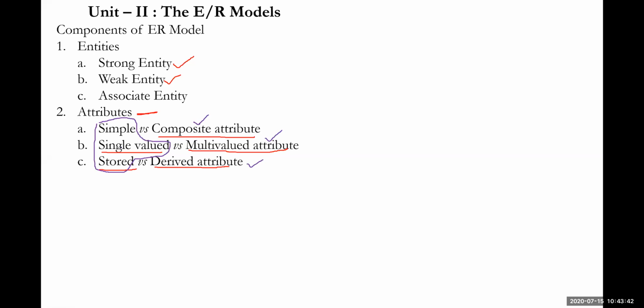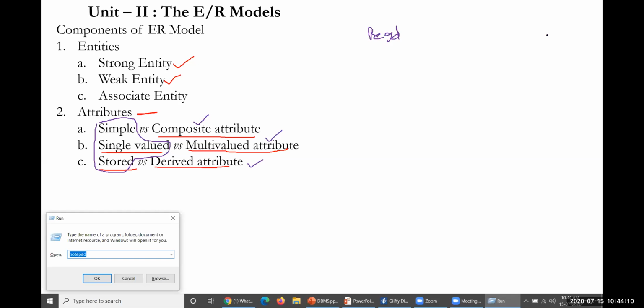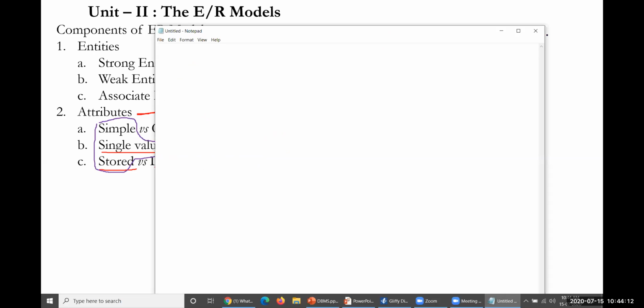So what do you mean by simple value, single valued, or stored? It is an attribute which cannot be divided further. An attribute which cannot be divided further will be called a simple attribute. Let me take one example here. That example is a register number. Let me take one notepad. It could be somewhat better than writing using a mouse.